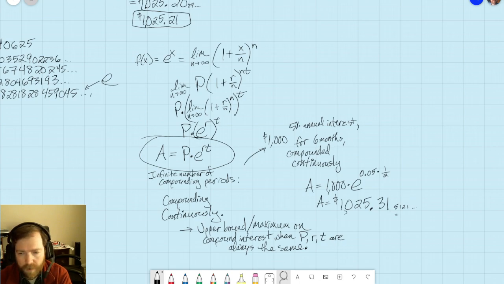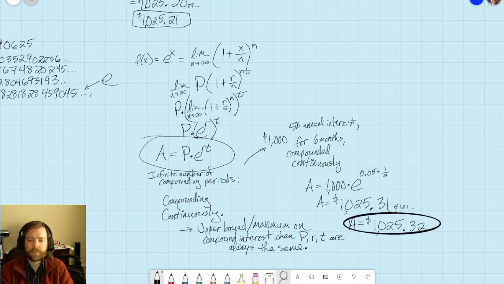At this point, most likely we're going to round that up. It's not really going to matter all that much, but banks do like to increase profits by saying, well, we'll just round all these partial numbers up. So this is going to be our theoretical maximum for compound interest on this particular loan. Again, $1,000 at 5% annual interest for 6 months.